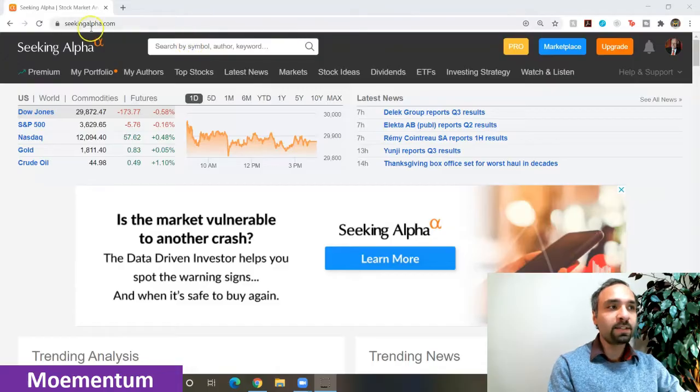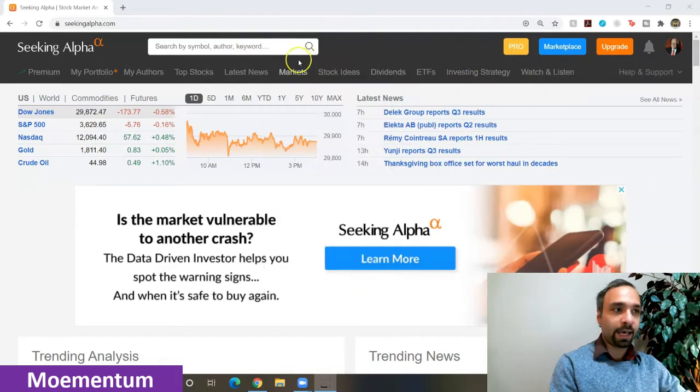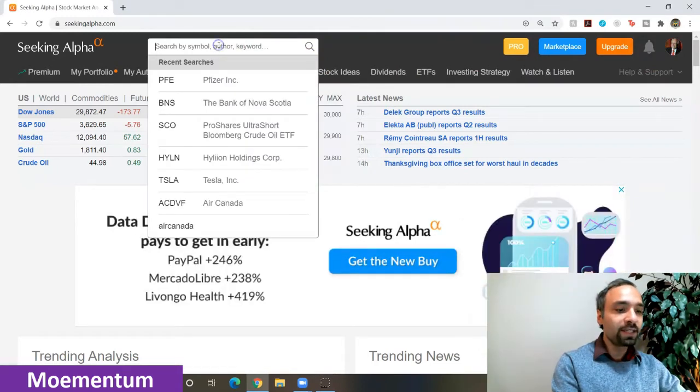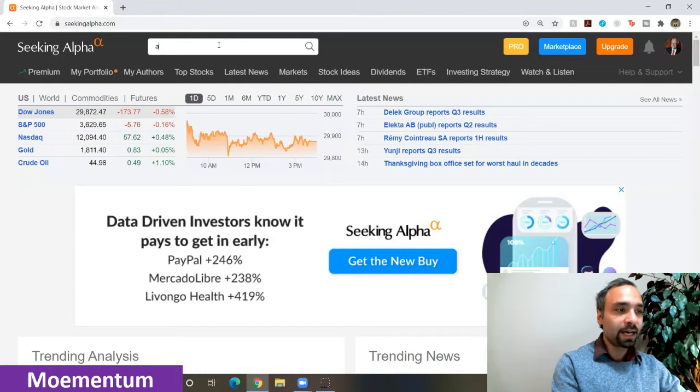All right, so once you type in seekingalpha.com, you're going to land on a page that looks something like this. It is best if you create a free account here, which allows you to access a lot more features of the website. Otherwise, the amount of information provided to you is limited. As I mentioned, you can simply sign up for free and get access to the most important pieces of information on seekingalpha.com.